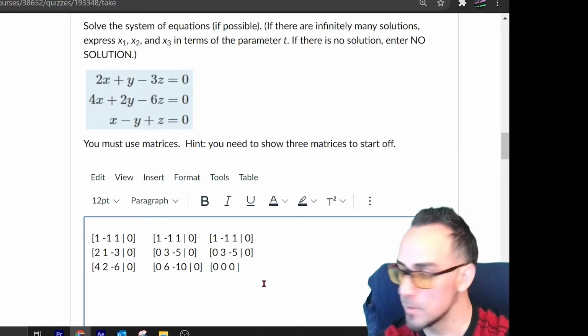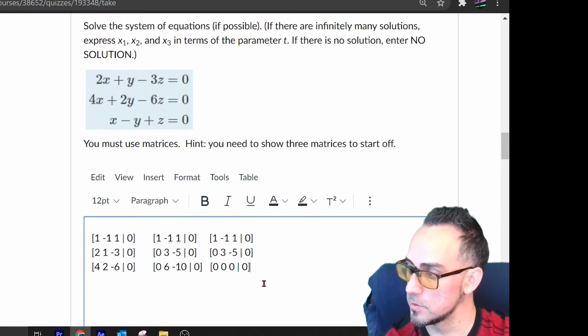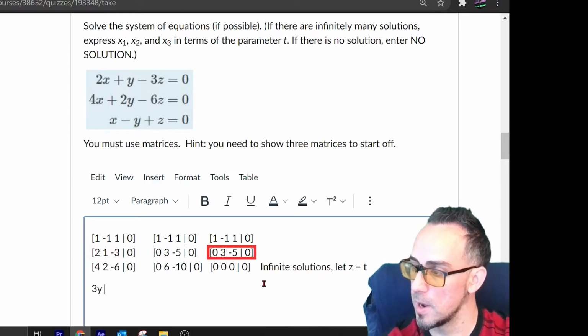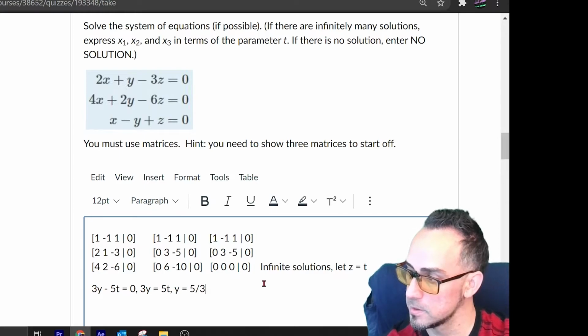How am I doing on time? I'm okay. And then I get 0. Hey, I get a row of zeros. That's kind of not good for you guys, because that means infinite solutions. Let z equal t, and then now you just say 3y minus 5t equals 0. That tells us that 3y equals 5t, which tells us that y equals 5 over 3 t.